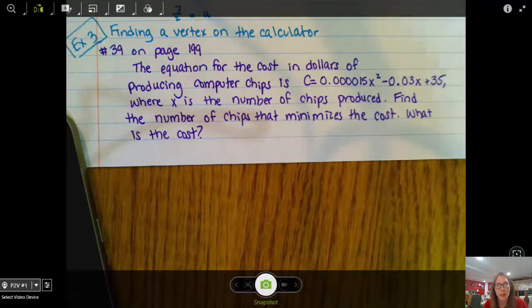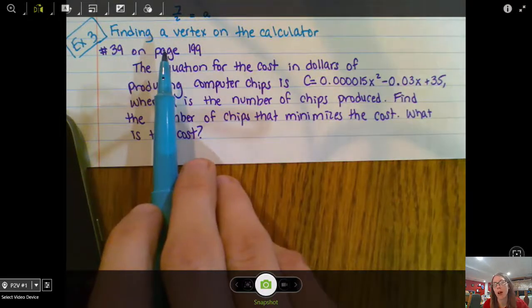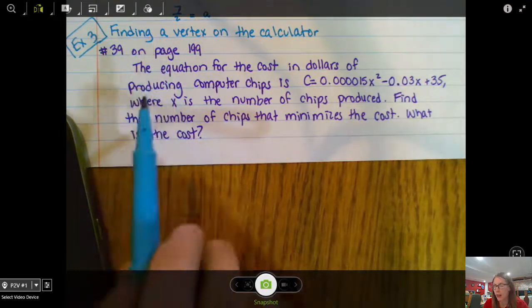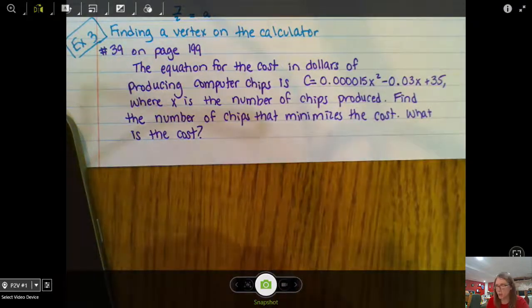One last skill we are going to use in this section is on our graphing calculators, finding the vertex of a parabola on our calculator. So we're going to do, this is actually number 39 on page 199 in your textbook.